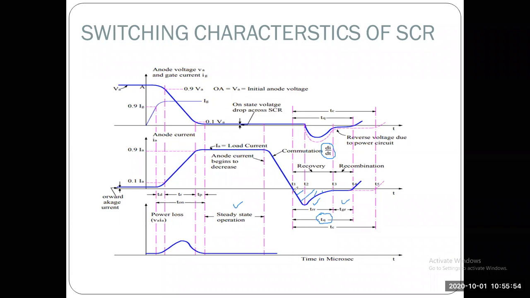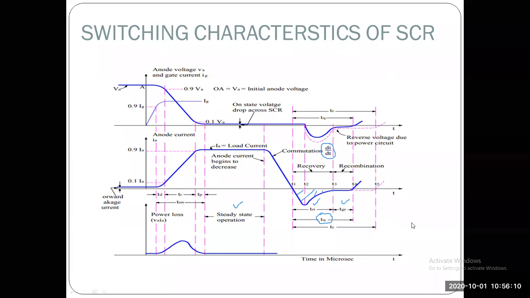It will not hold at zero. The anode current will not be zero. It again goes to a negative value. This is due to the excess charge carriers present in the SCR. What are the excess charge carriers? How can you classify that?